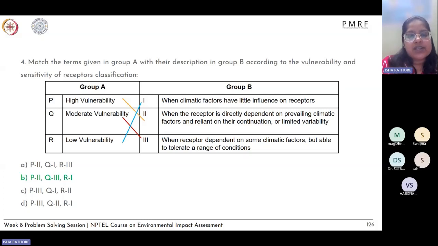Then moderate vulnerability is when receptors are dependent on some climatic factors but able to tolerate a range of conditions. So Q matches with 3. And then low vulnerability is when climatic factors have little influence on receptors. So R matches with 1. So the correct answer is B, that is P matches with 2, Q matches with 3, and R matches with 1. Okay, so moving on to the next question.